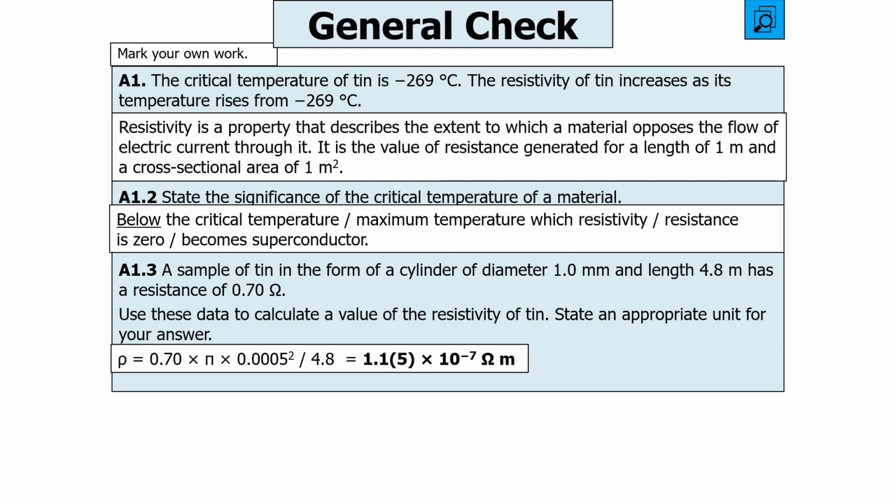Now in the next question, we know that resistivity is equal to the resistance times by the area over the length. Now again, to work out our area, we assume, because the cross-sectional area is pi r squared, it's a circle, the diameter needs to be halved to get to the radius, and we need to convert our millimetres into metres. So when you work it through, you get 1.15 times 10 to the minus 7 ohm metres.